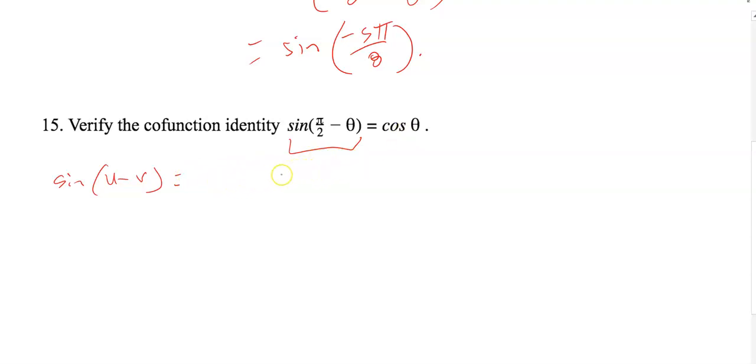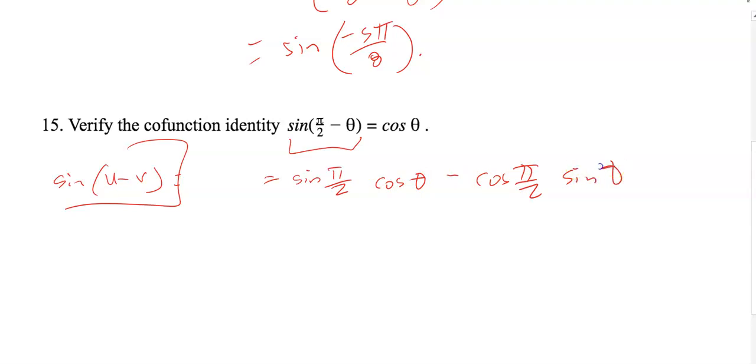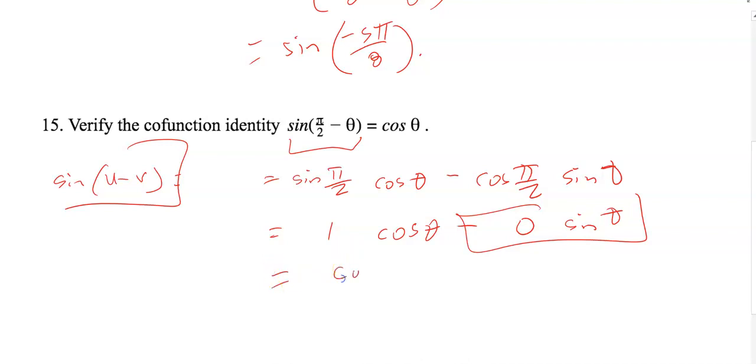So this is going to be equal to sine of pi over 2 times cosine of theta minus cosine of pi over 2 times sine of theta. Sine of pi over 2 is equal to 1, and cosine of pi over 2 is 0. So this is 1 times cosine theta minus 0 times sine theta, and that gives you cosine of theta, and you're done.